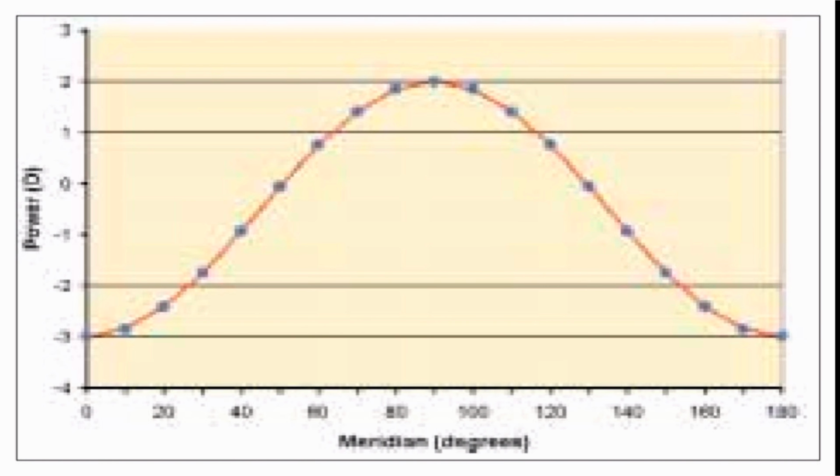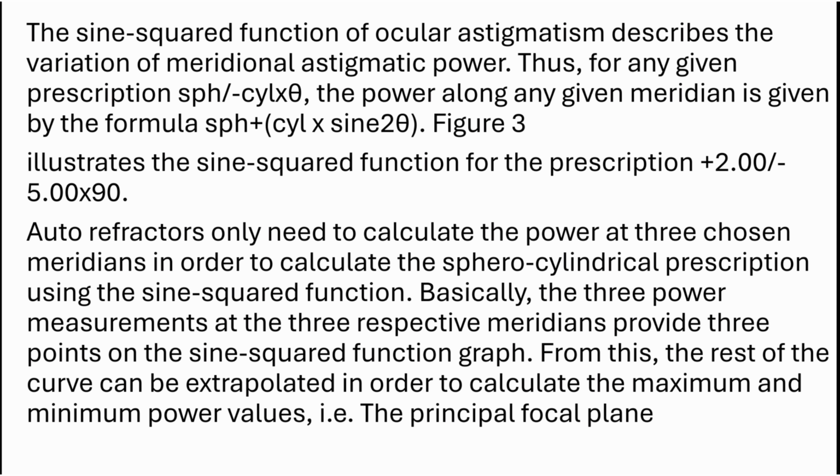Now you see this picture. It illustrates the sine squared function for the prescription plus 2 and minus 5 into 90 degrees. AR only needs to calculate the power at 3 chosen meridians in order to calculate the spherocylindrical prescription using the sine squared function. Basically, the 3 power measurements at the 3 respective meridians provide 3 points on the sine squared function graph. From this, the rest of the curve can be extrapolated in order to calculate the maximum power values, that is the principal focal planes.